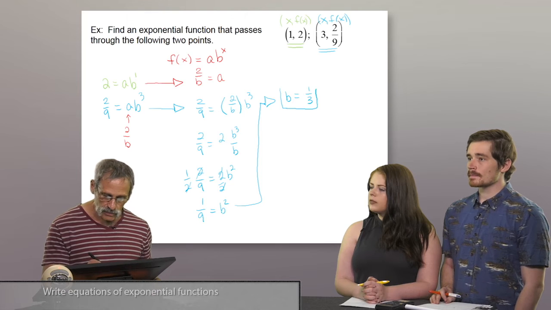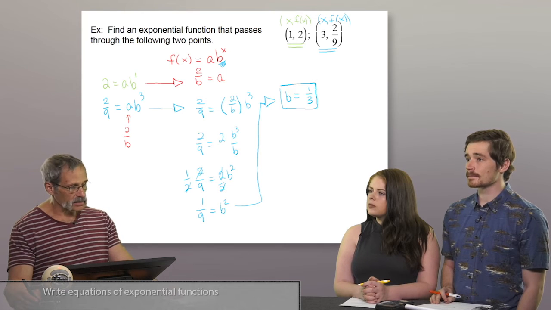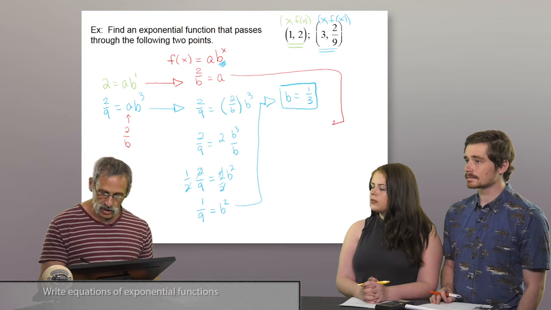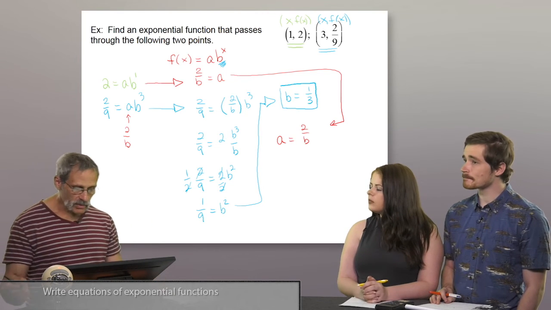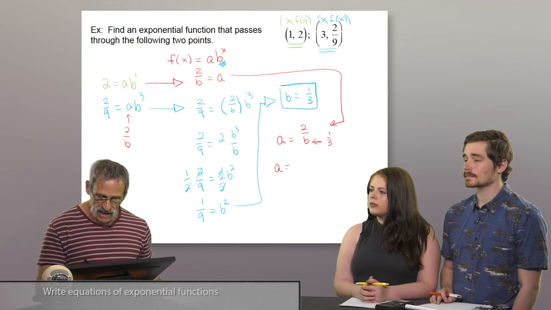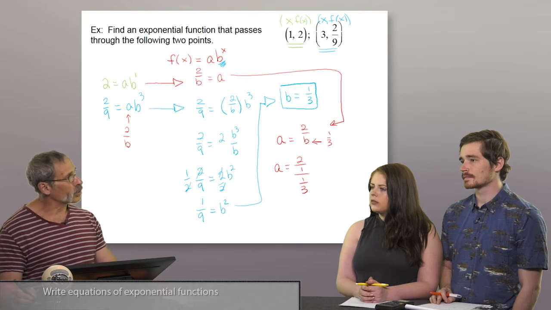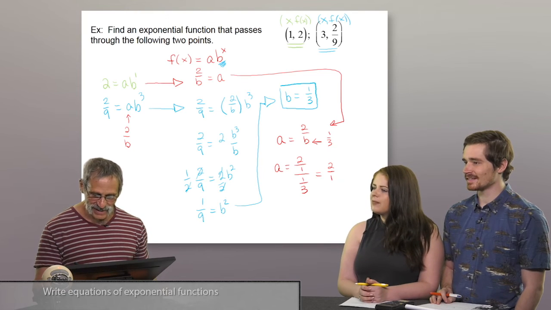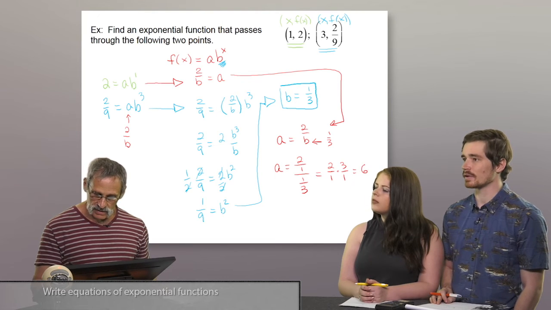That's kind of a big deal. So next thing I want to do is find a. Now to find a, what do I know? What you know, Jay, is that a is equal to 2 over b. So I'm going to substitute in b, and b is 1/3. So now I have a is equal to 2 over 1 over 1/3. Why did I write it so quirky? Because when you divide fractions, you multiply by the reciprocal. So a is actually equal to 6 over 1, which is 6.